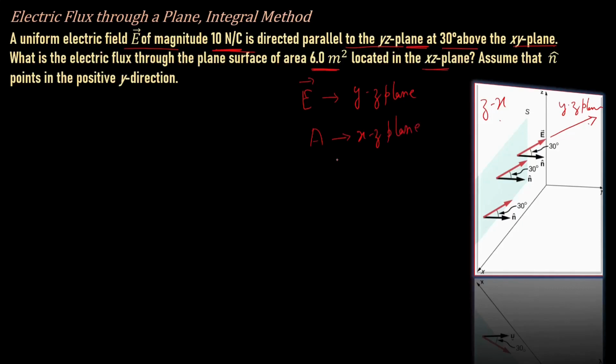So its area vector will be normal to the XZ plane, so the area vector will be pointing along the y-axis, along the normal vector, in the positive y direction. So these are the three key points that you have to keep in mind: the direction of the electric field, the plane in which the area is placed, and its corresponding area vector. Now it will be easier for you to find the angle, as the angle between the electric field and normal vector is already given as 30 degrees.